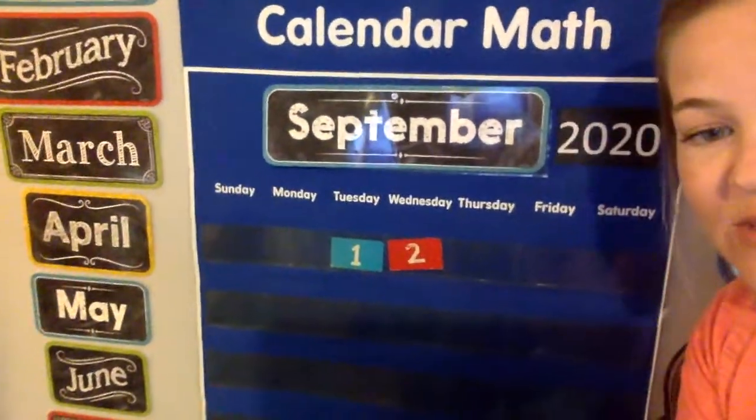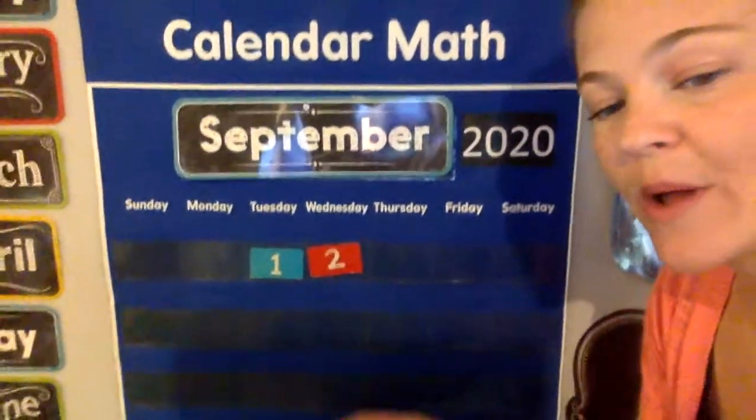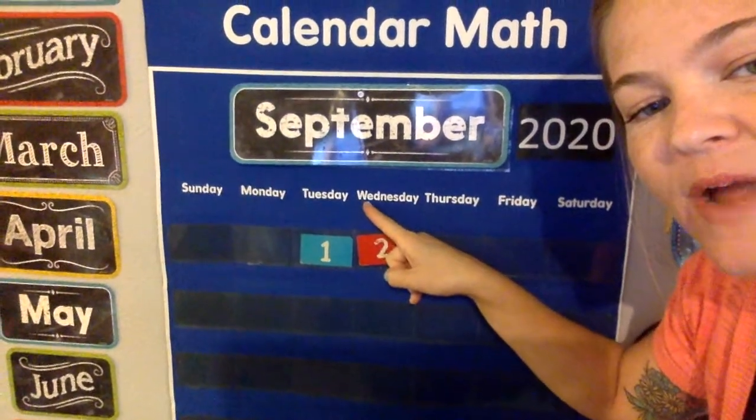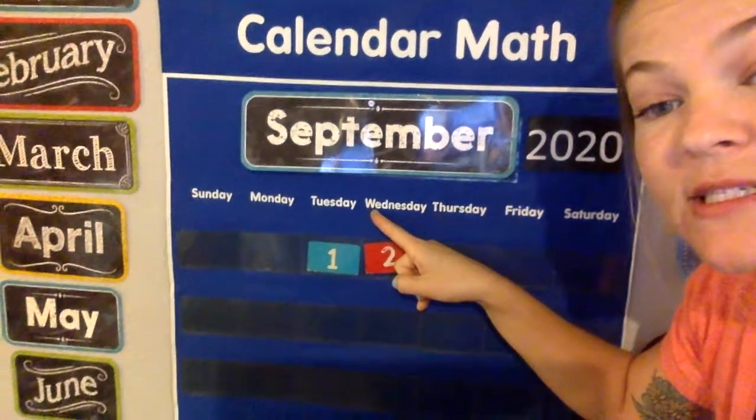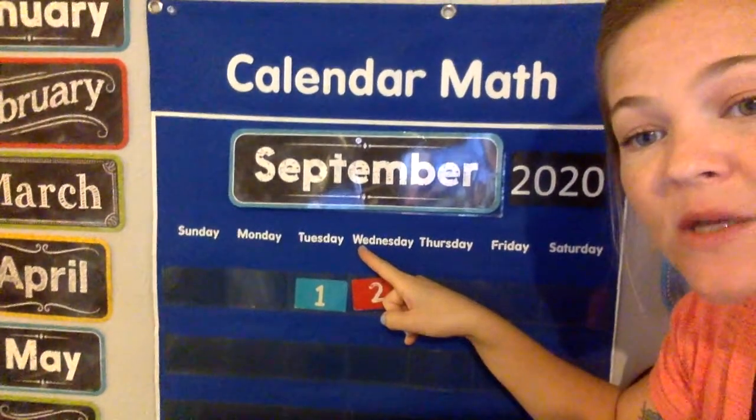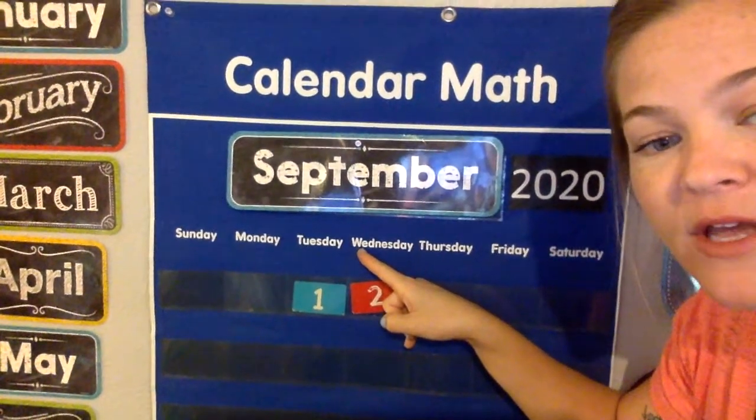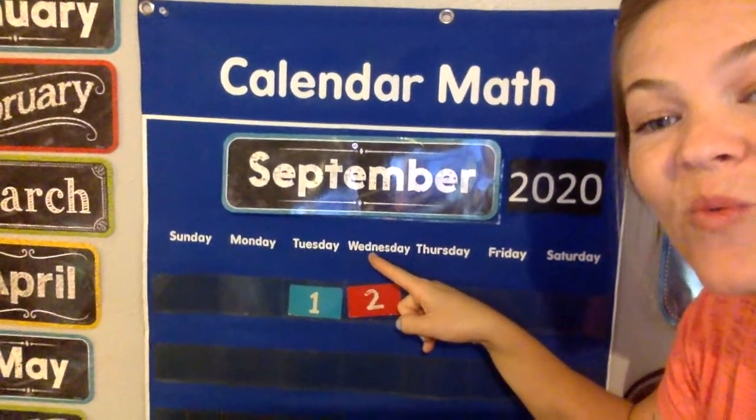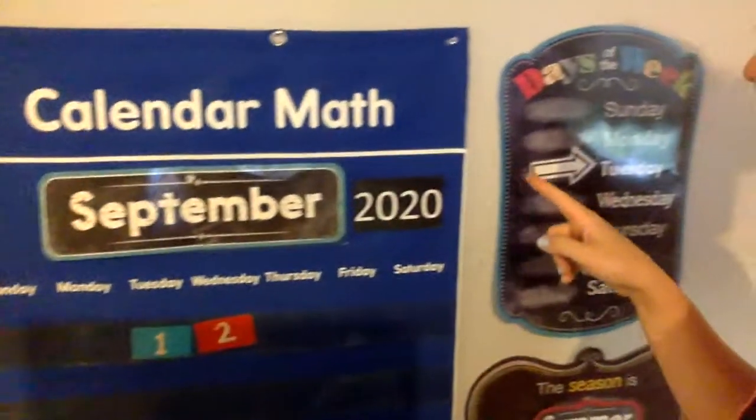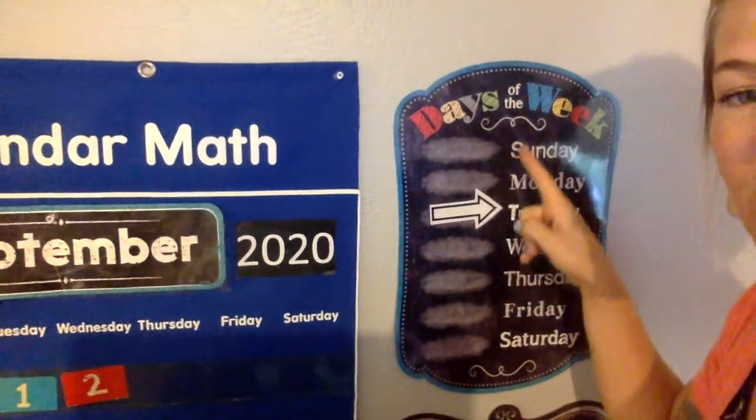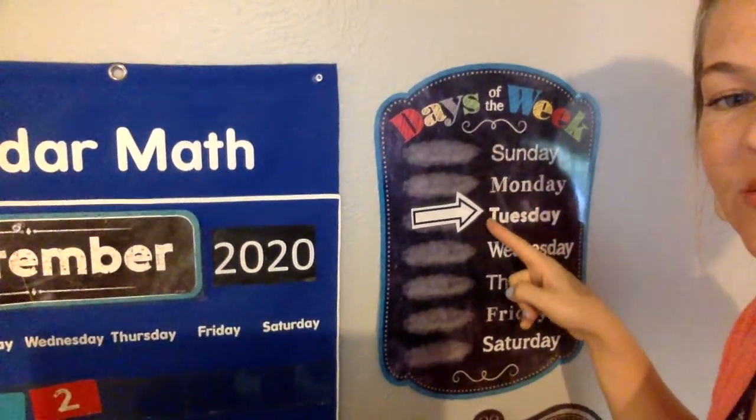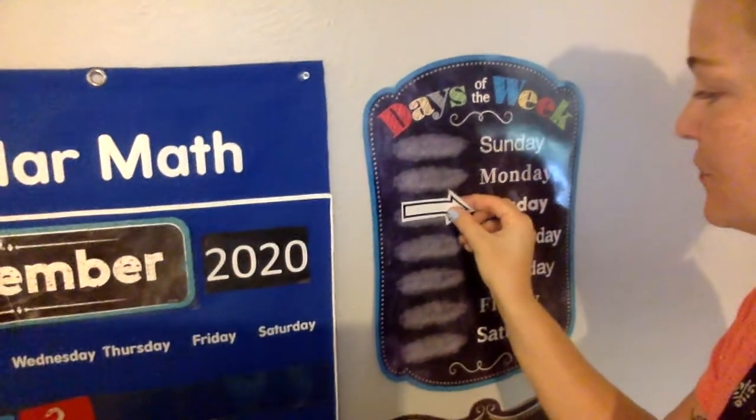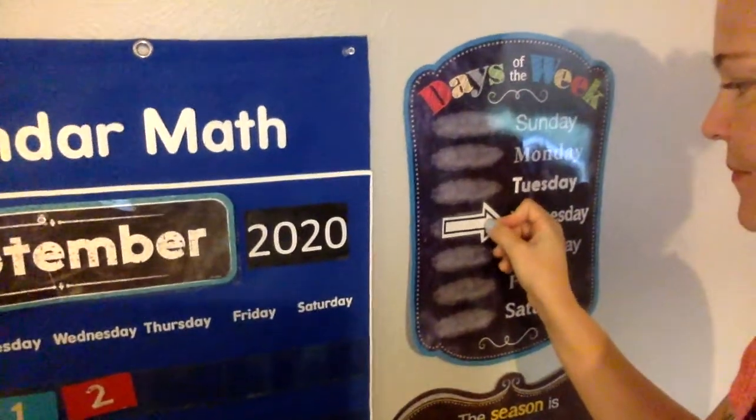And now let's figure out the day of the week. So I'm going to point to the date, and then we go up, right there. And the day of the week starts with a W. And we know W makes a wah sound. Yesterday was Tuesday, so today is Wednesday. So here is my little days of the week. We've got Sunday, Monday, Tuesday was yesterday. Here's Wednesday with the W, so I need to move my arrow to Wednesday.